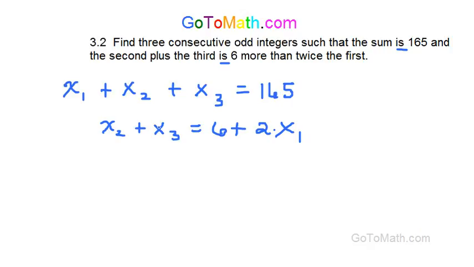Alright, so we have two equations here, three unknowns actually. But what we're going to be able to do is substitute this part here in, and this is going to be our substitute right here. So let's go ahead and rewrite this. So we have x1 plus, and so x2 plus x3 is equal to 6 plus 2x1, and that's going to be equal to 165.